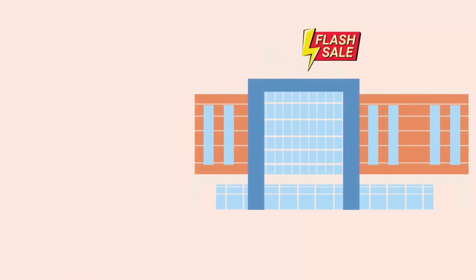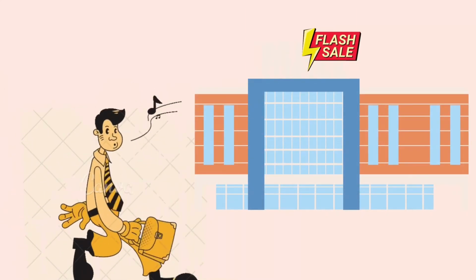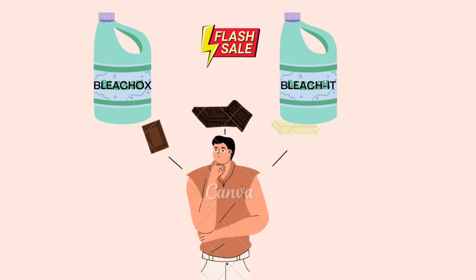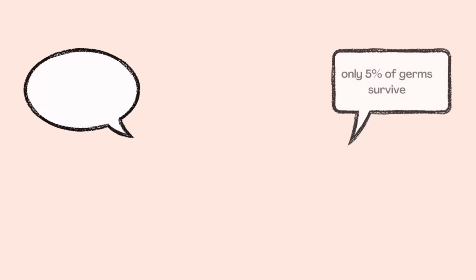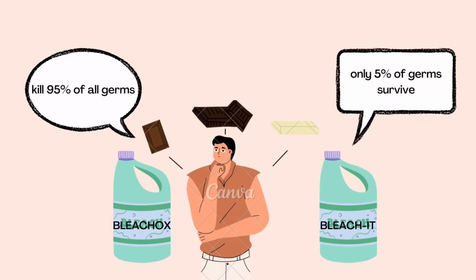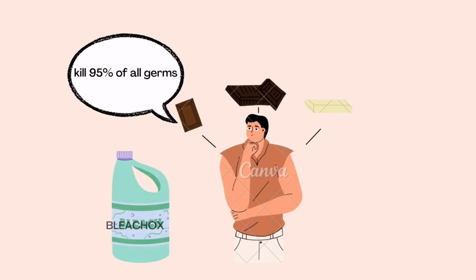Now, consider the following hypothetical. John is shopping for disinfectant at his local pharmacy. He sees several options, but two containers of wipes are on sale. One is called Bleach Ox and the other is called Bleach It. Both disinfectants John is considering have the same price and contain the same number of wipes. The only difference John notices is that Bleach Ox wipes claim to kill 95% of all germs, whereas the Bleach It wipes say only 5% of germs will survive. After comparing the two, John chooses the Bleach Ox wipes. He doesn't like the idea of germs surviving on his kitchen counter.